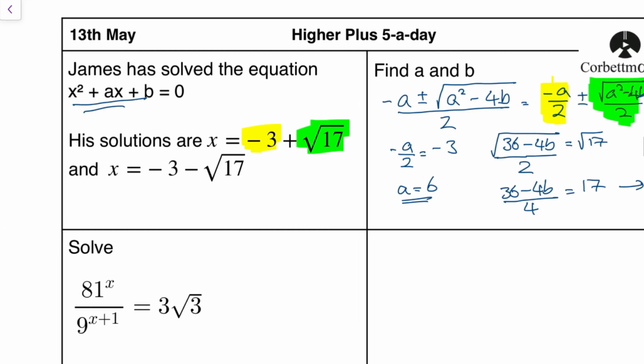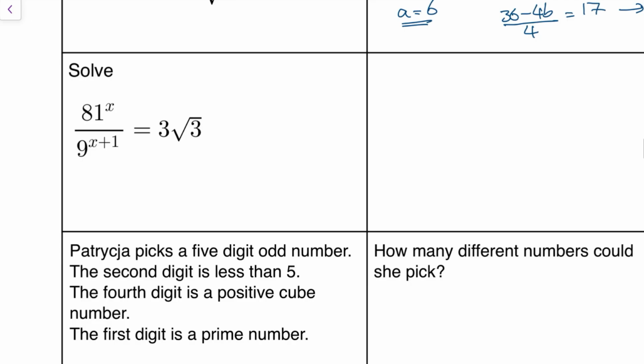Next question. Okay, we're back to indices, aren't we? So solve. I'm just going to write everything in terms of root 3. So 81 is 3 to the power 4, so that's 3 to the 4x. 9 is 3 squared, so that's going to be not 2, it's going to be 3. So that's going to be 3 to the power of 2x plus 2. And that is equal to 3 to the 1 times 3 to the half.